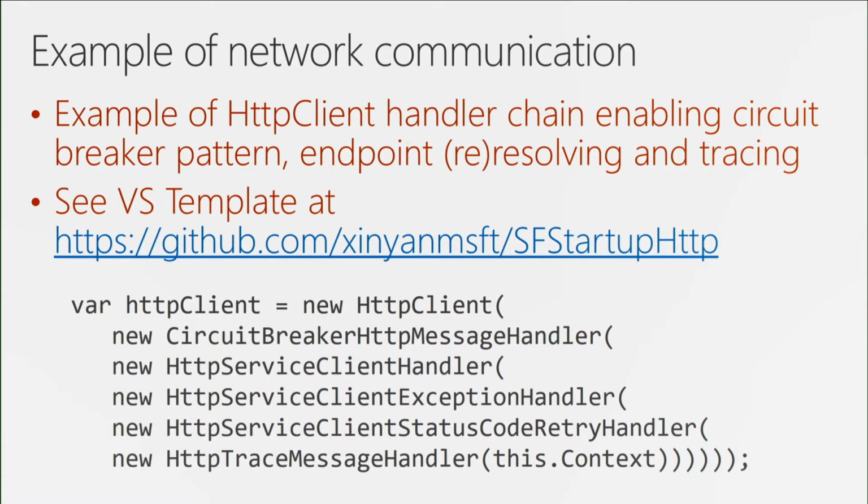status code retry handler. And those three handlers are about doing re-resolves. Like you make an HTTP request to the service and it's not there anymore, these filters will go back to the naming service, get the latest address, and then go back and retry the service again. So it will do automatic retries for you and automatic re-resolves of the endpoints for you.